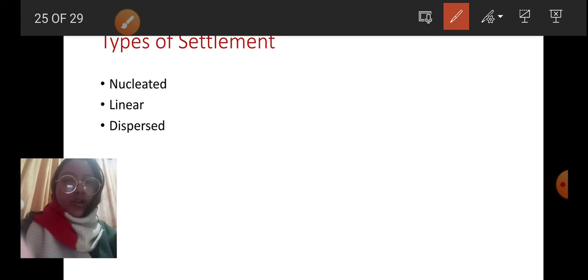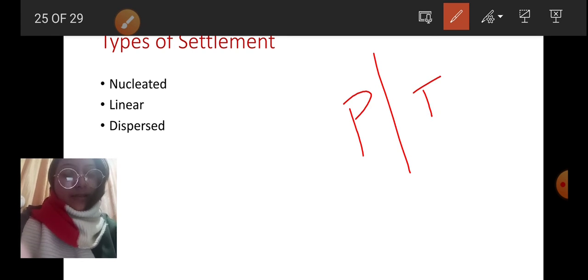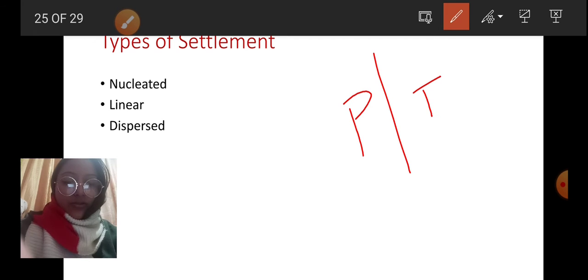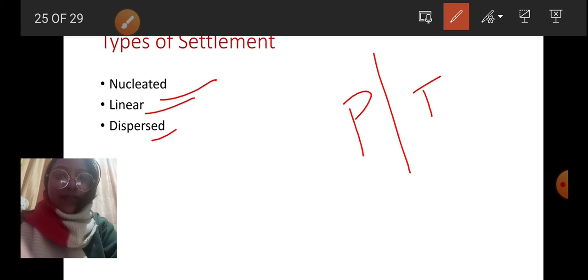Before going to the settlements, you must be aware of the two main components of settlement, that is permanent settlement and temporary settlement. Permanent settlements you all can understand, and for temporary settlements, one example I would like to give: nomads or refugees. They usually prefer temporary settlement. On the basis of the settlement pattern, or the shape of the settlement as seen from above, that is from aerial photographs, settlements can be classified as nucleated, linear, and dispersed settlements.